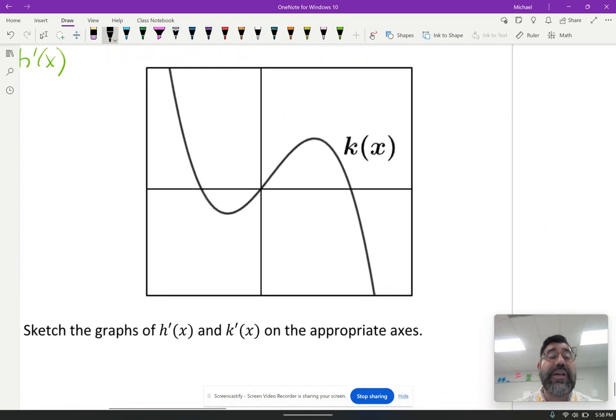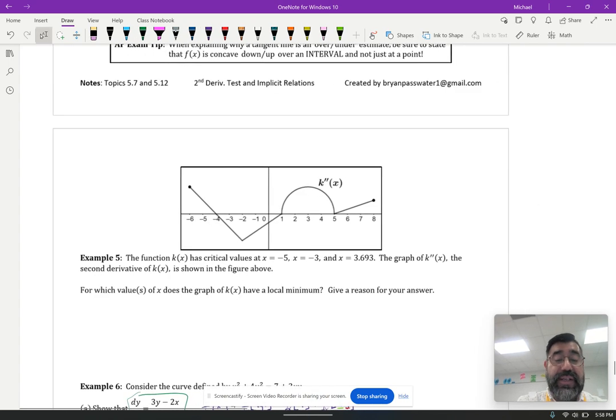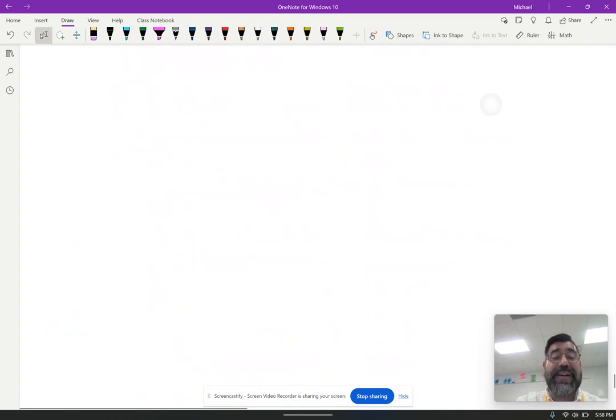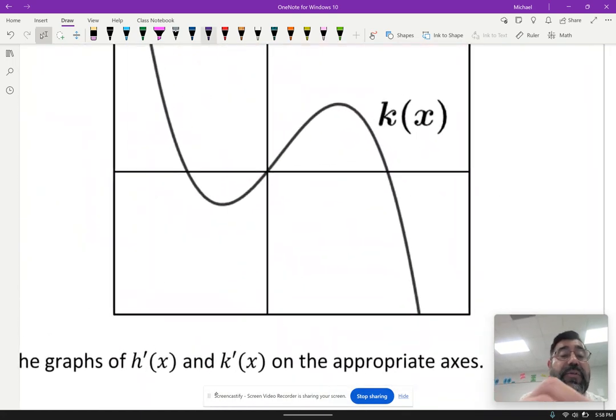Are there any horizontal tangent lines? Yes, there are horizontal tangent lines. If I can find my handout here. There's a horizontal tangent line here, and there's a horizontal tangent line here. That means that my slope is 0. So this is going to be k prime, and k prime over here as well.